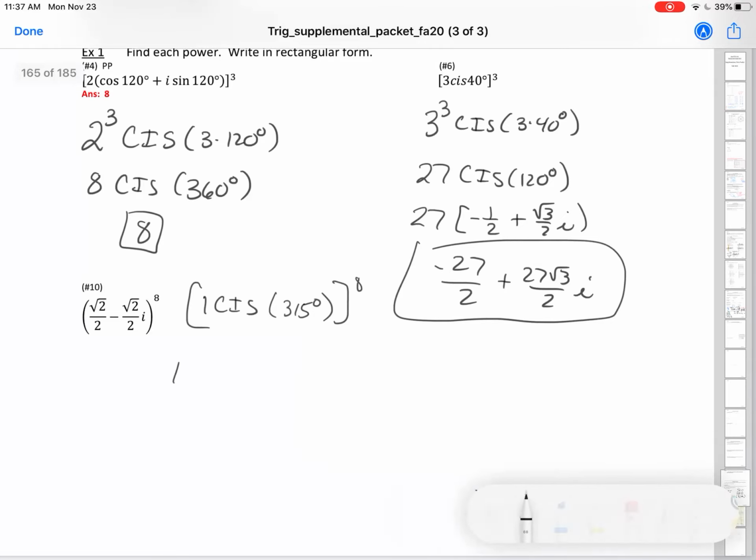No problem. CIS 8 times 315 degrees. That's going to be the terrible part, right? Because you know about that. 8 times 315. Whoops. 2520.